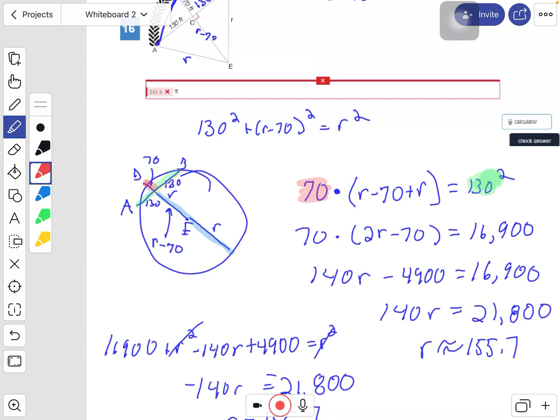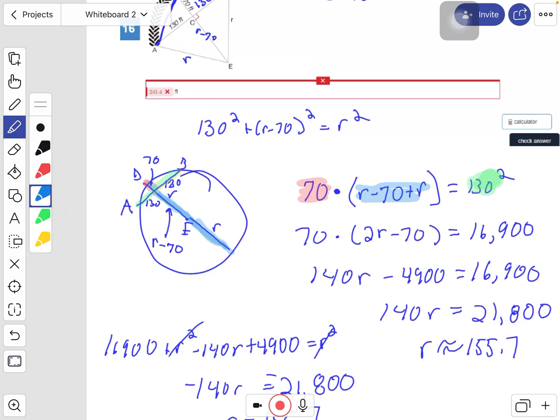And then to get the length of that blue chord right there, if we know that the radius is always just r, and then the other radius was still r, but they had the little piece of 70 there, we could write that other side there as basically r minus 70 plus r, then again. So that's the other side of that chord or that diameter right there. So I hope that explanation made sense.